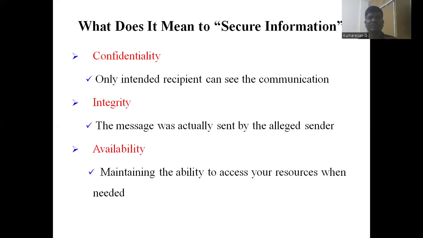Suppose some natural disasters are happening, like an earthquake or tsunami. Even when these kinds of natural disasters are happening, our data must be ready to provide services to end users. So that's why availability is also one of the important core principles for providing security to confidential data. So this is the way secure information is protected.